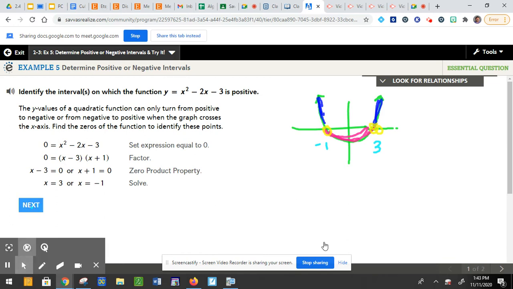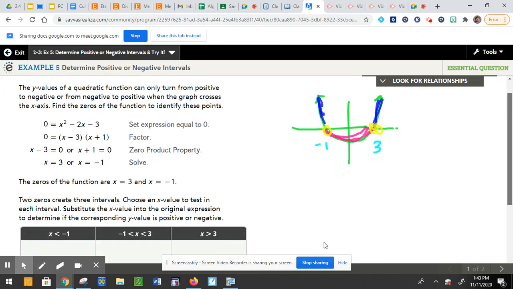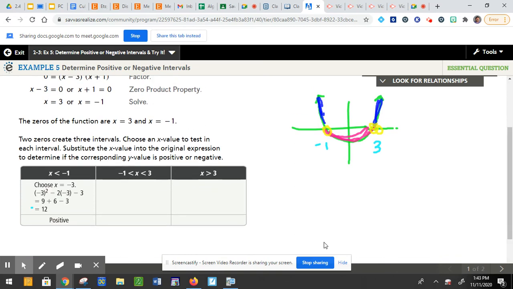What they're suggesting is then to create a table, and you can check values. So pick an x value that would fall into 3 regions. So you have everything to the left of negative 1, between negative 1 and 3, and then everything to the right of 3. So they chose negative 3 as an x value because that's going to be in this interval over here. When they substitute negative 3 in, you get 12. So that means it's positive.